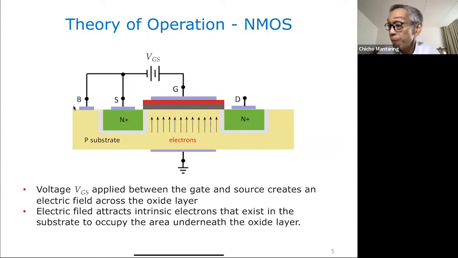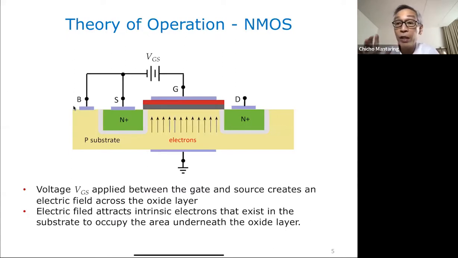What will happen is this capacitor will have the top plate positively charged with respect to the bottom plate. I don't know how much you've learned about capacitors, but there's going to be a displacement charge. Displaced charges here. This is going to be positive with respect to this. In other words, there's going to be an electric field that will form across the oxide layer.